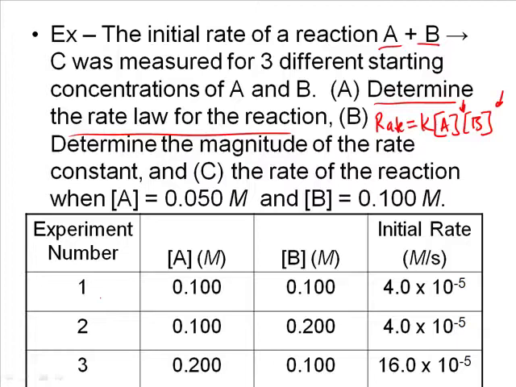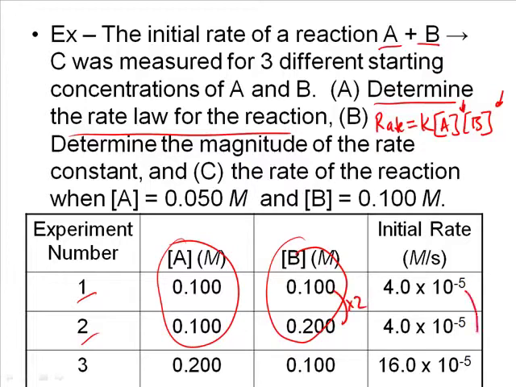So I would say in comparing experiments 1 and 2, the concentration of A remains constant, but the concentration of B doubles. So B is going up by a factor of 2. The rate does not change at all. So it's not even changing. You're just multiplying it by 1. So then you just ask yourself, 2 to what power gives you 1? Well, anything to the 0 power is equal to 1. That means that with respect to B, this reaction is 0 order.